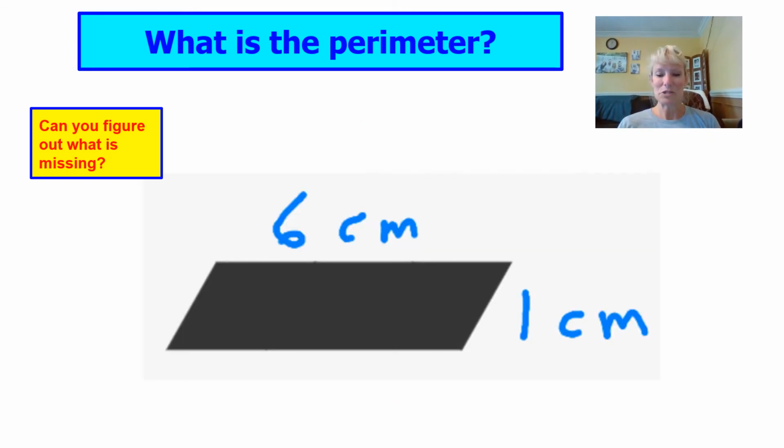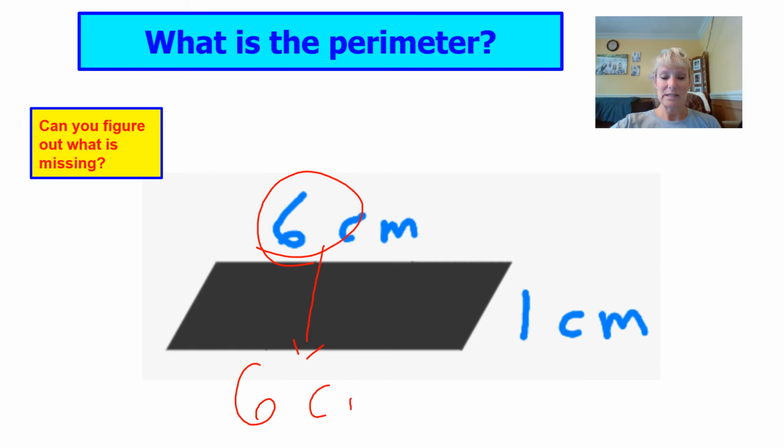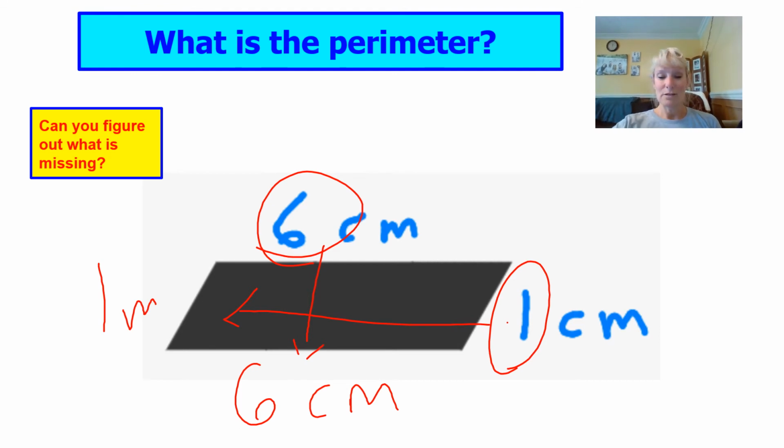Okay, what's the perimeter? I left out a few things. If you notice, if this side is 6 and this is the same length, this is going to be 6 centimeters also. This is 1, so that means that this one is also going to be 1. So I have 6 and 6 is 12, 13, 14. So that's 14 centimeters is what you should have gotten.